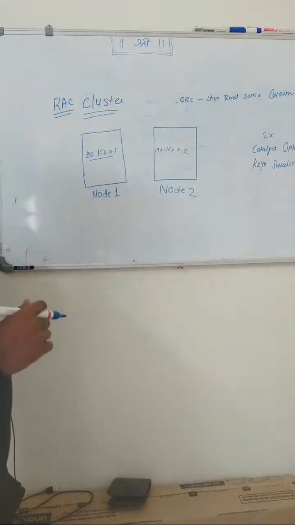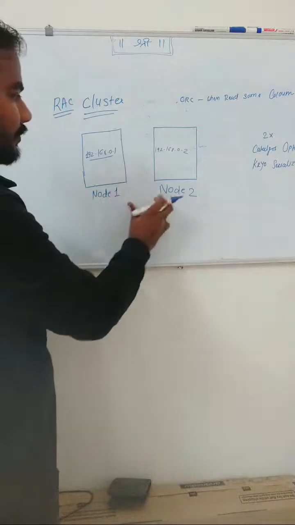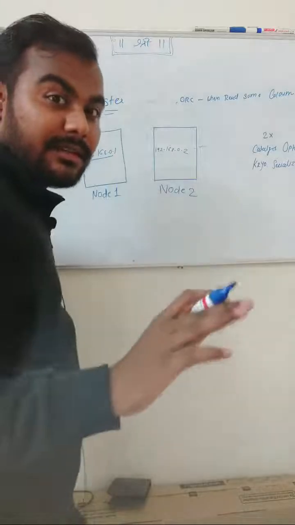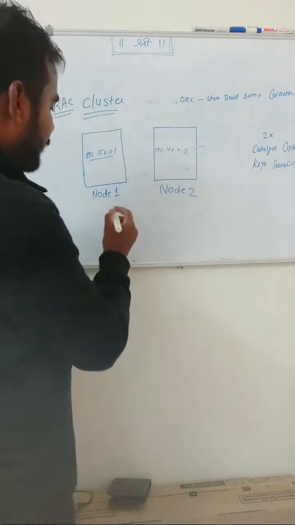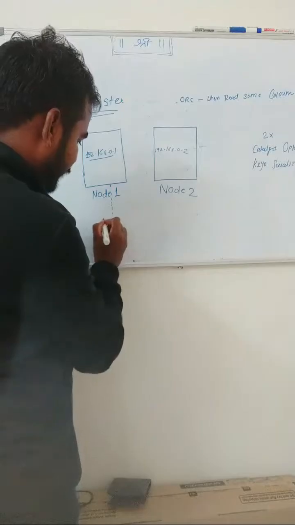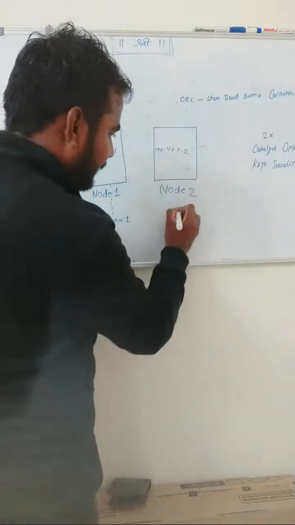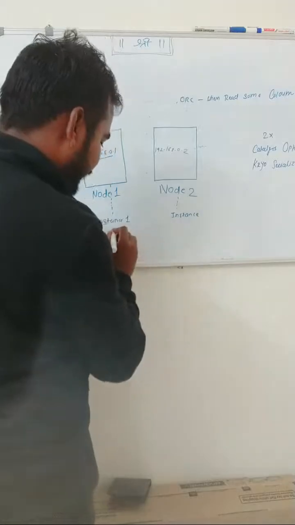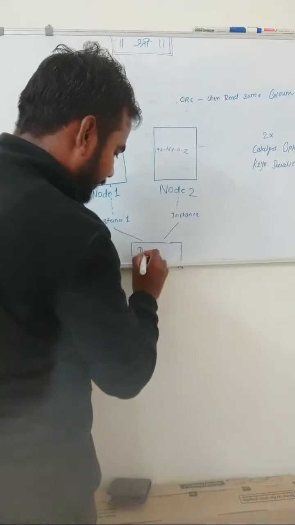Okay. Now, in the RAC database, what will happen? Even though these two nodes are representing two different instances over there, let's take this as instance 1 and this as instance 2. And here these two instances are connected to a single database. This is a single database.